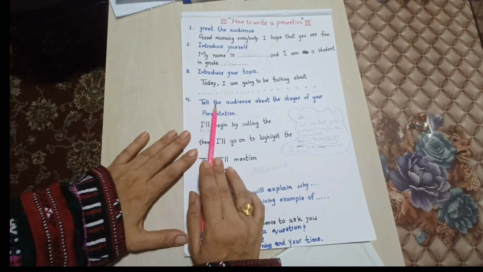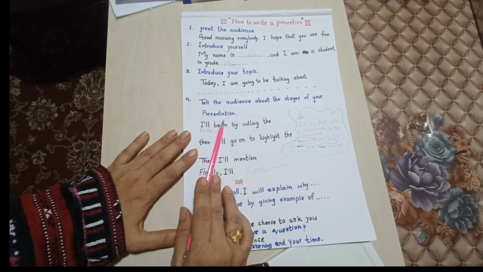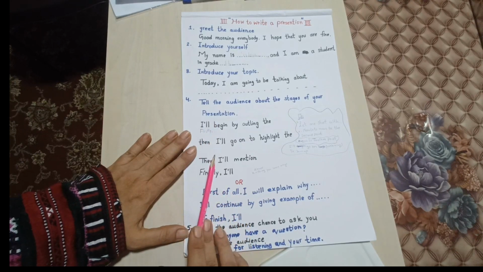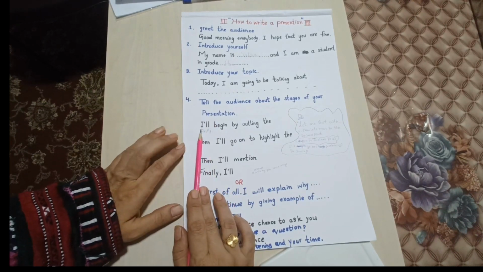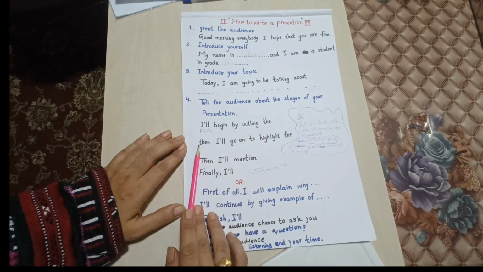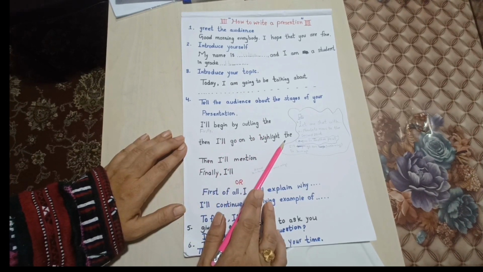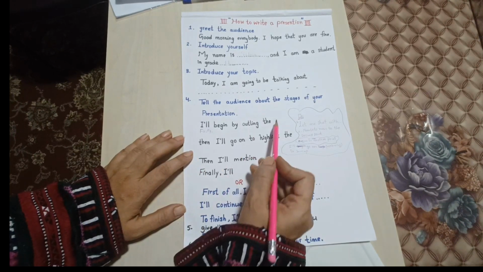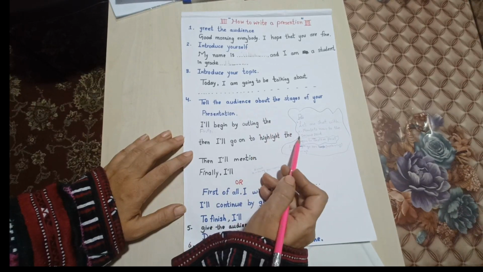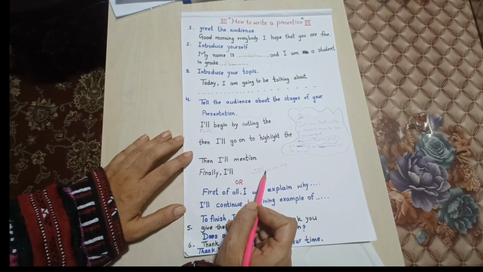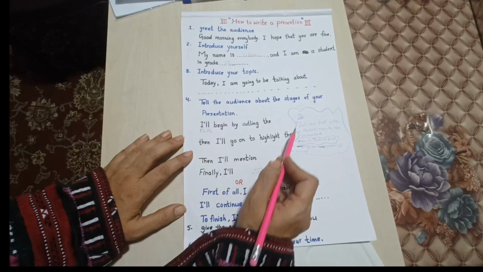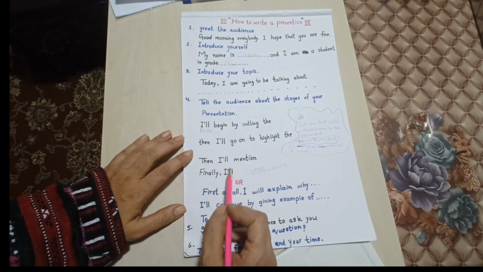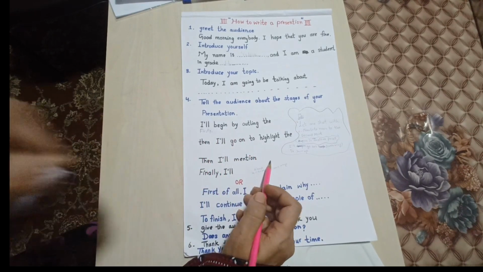Okay, number 4, tell the audience about the stages of your presentation. Inform the audience what you are going to talk about in this presentation. Suppose: I will begin by outlining, then I will go on to highlight, then I will mention, finally I will. So you cannot complete the sentence now because we don't know the topic. If you know the topic, then it will be easy to complete it here. But these are some help lines which will be used for writing the presentation.